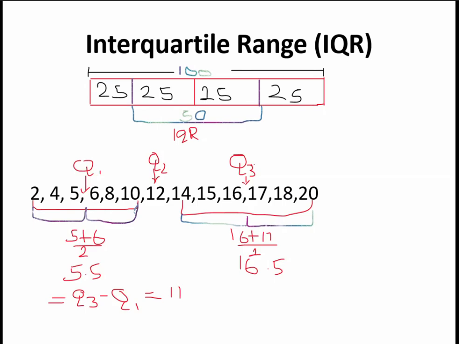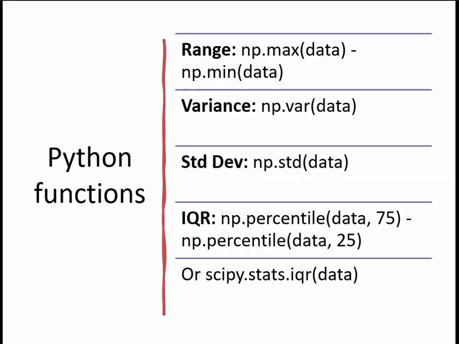But this is when they've given you such data. It's not going to be the same. So assuming you have 1,000 data, like 1,000 figures, you can't keep dividing and dividing. It's hectic. So in Python, we use a function called percentile.